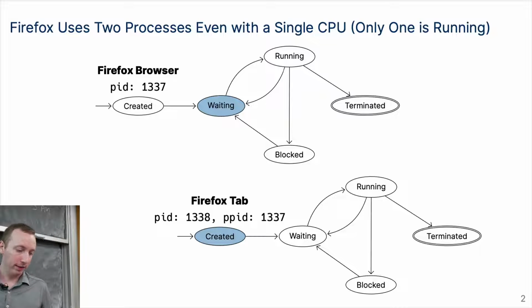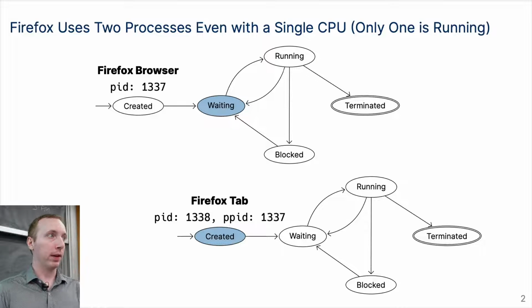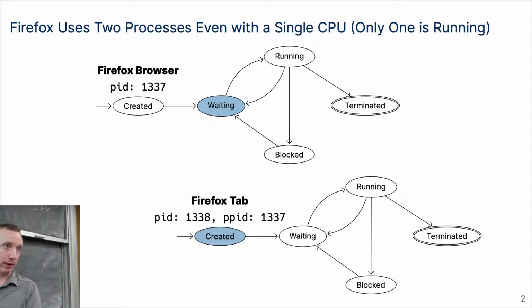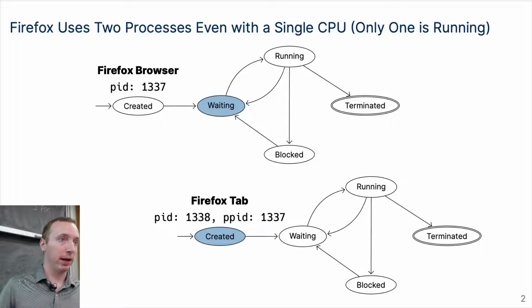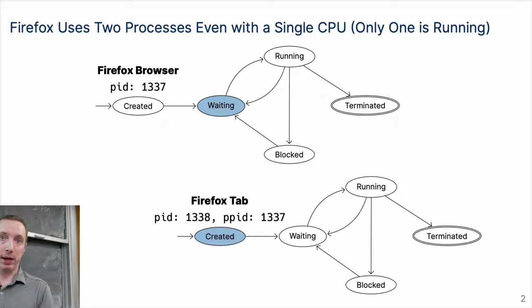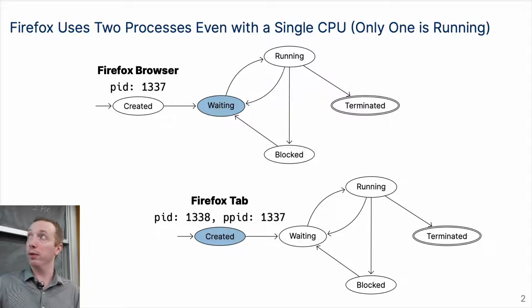So as part of that system call, right, the fork, it's going to create a brand new process that is a copy of that, but it would first be in this created state, and it would copy that process control block, copy all the memory, and all of that fun stuff, assign it a new process ID, so in this case 1338, and then it would set the parent process ID equal to whoever called the fork, in which case it was the original browser there, right?